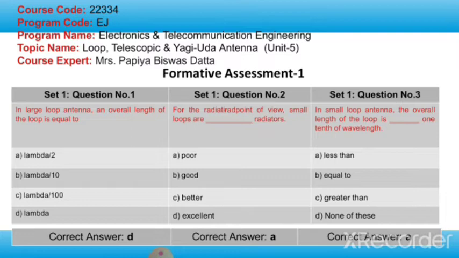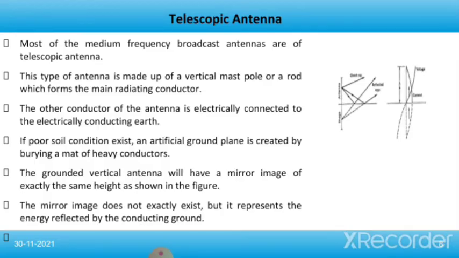Now let's move forward and talk about the telescopic and Yagi-Uda antenna. Most of the medium frequency broadcast antennas are telescopic antennas. This type of antenna is made up of a vertical mast, pole or rod, which forms the main radiating conductor. The other conductor of the antenna is electrically connected to the electrically conducting earth. If poor soil condition exists, an artificial ground plane is created by building a mat of heavy conductors.